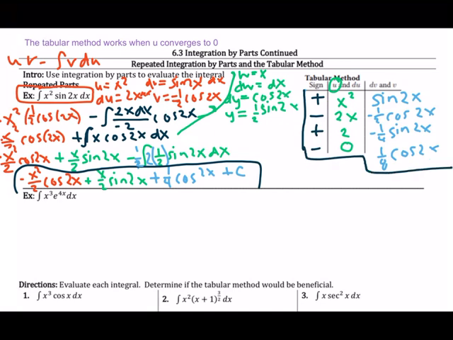And now the tabular method only works when your u value is converging to 0, when eventually you're going to get that u is 0. Otherwise, this method isn't going to work, and you're going to have to do integration by parts the long way.